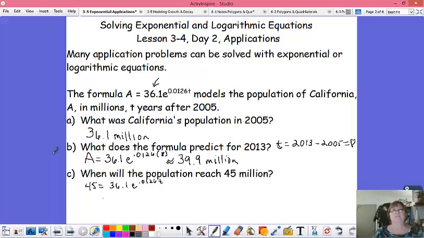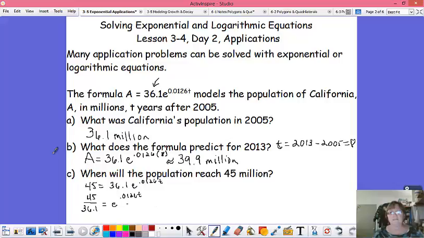So if you think about this, folks, this is an equation like any other, except this time the variable is in the exponent. So if we isolate that exponent term as much as possible, that'll help us. Let's divide both sides by 36.1. So we're talking 45 divided by 36.1 equals e raised to the 0.0126 t power.